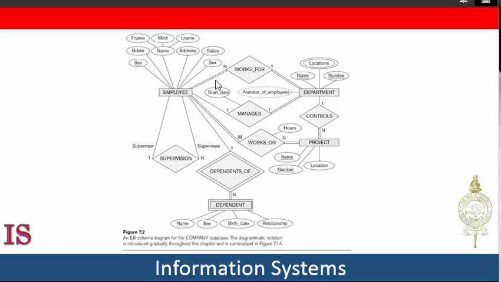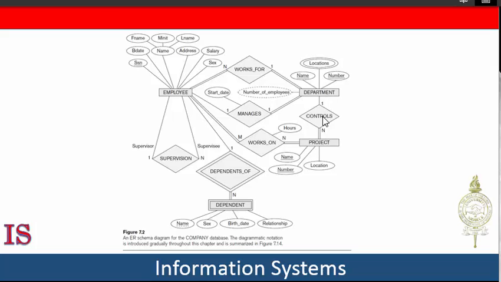Here we see another relationship. The employee works for a department. And here we see another relationship. An employee manages a department. Notice that the manages relationship can be assigned attributes, which means at some point in time, this relationship is going to be somehow converted into a table itself.